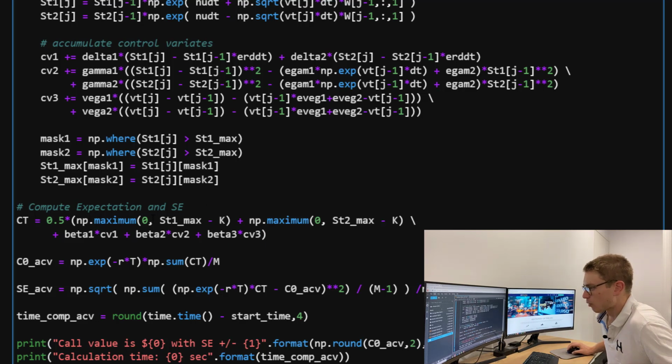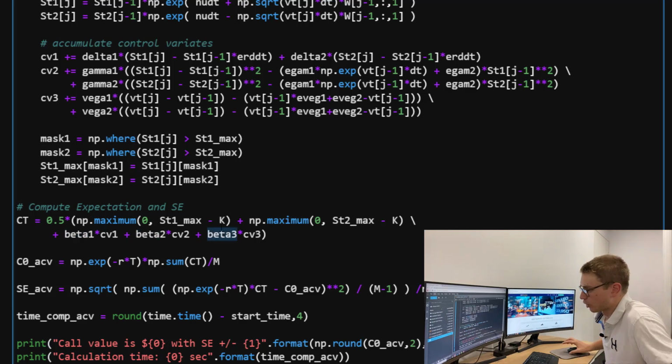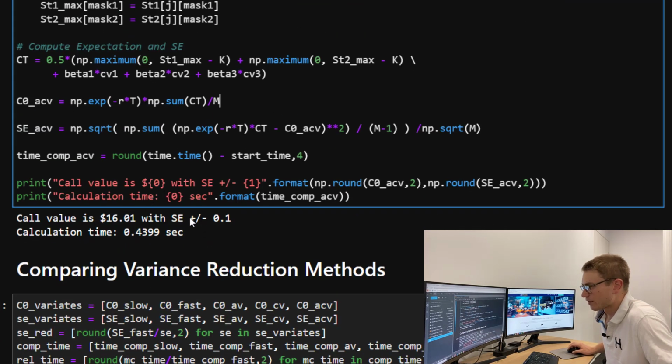So we've got our maximum of ST1 max minus K plus the maximum of 0 and ST2 max minus K plus our beta 1 times CV1 plus beta 2 times CV2 plus beta 3 times CV3. And remember, those are what we calculated out of sample before using linear regression. Here you can see we've got a standard error of 0.1 and we've got our call value of 16. Now, calculation time has almost doubled.